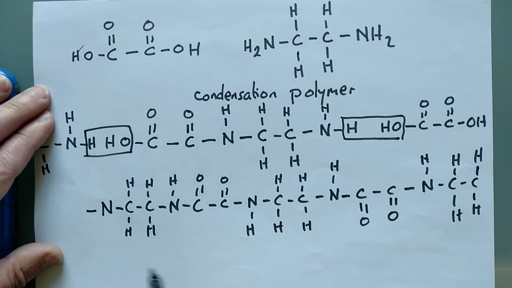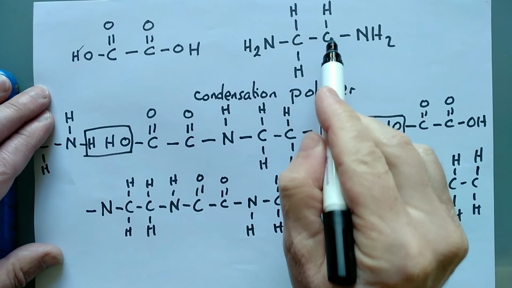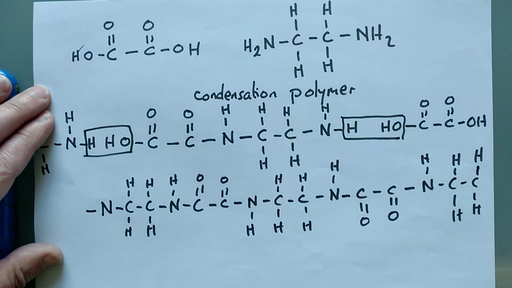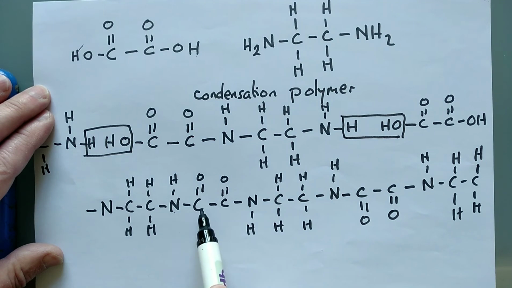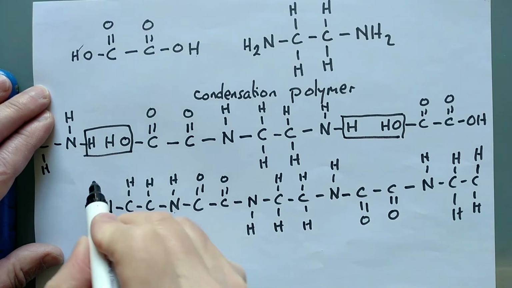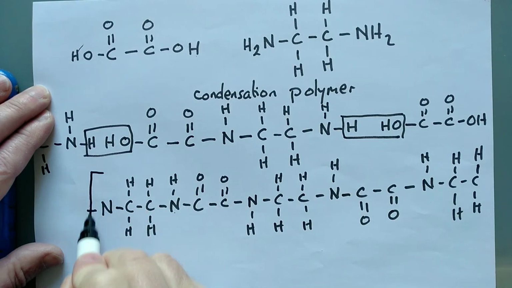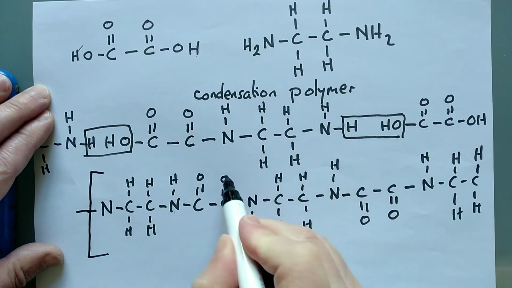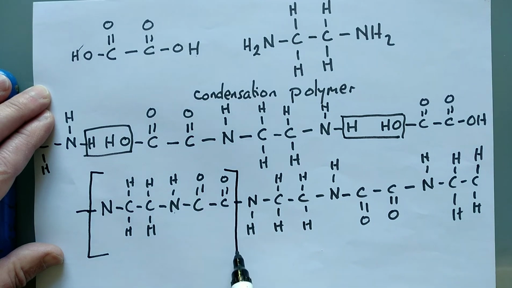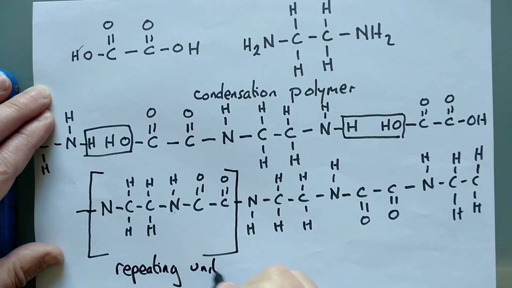So the repeating unit in this case is obviously going to be these 2 carbons and these 2 carbons, 1 full amide linkage in the middle, and then a nitrogen on one end and a carbon on the other. So the repeat unit for this polymer will be this. That is the repeating unit. That's the thing that repeats all the way along.